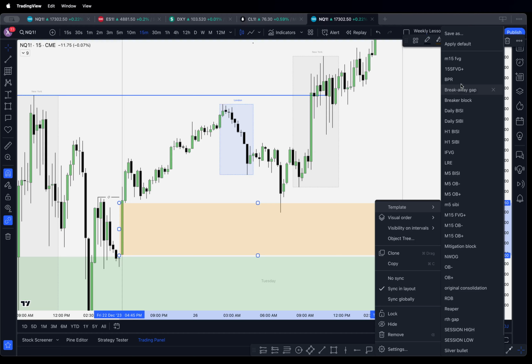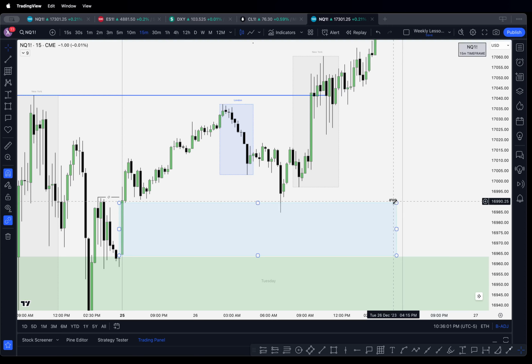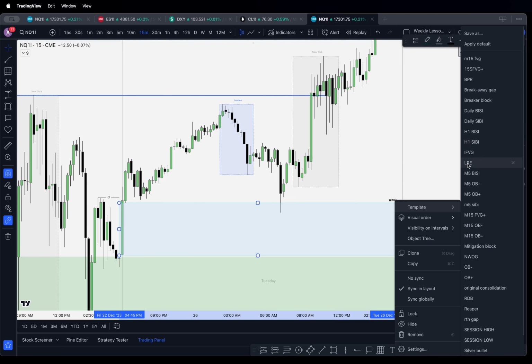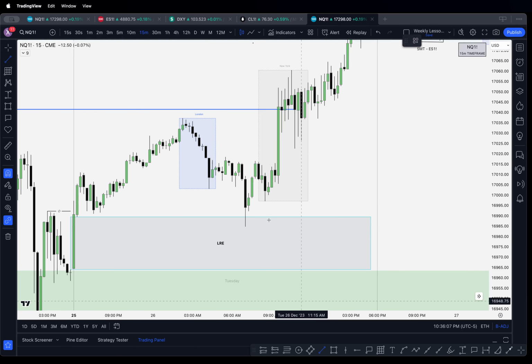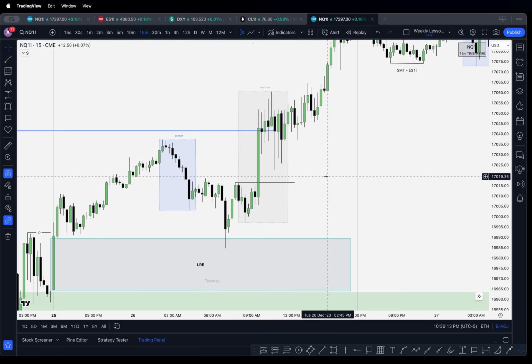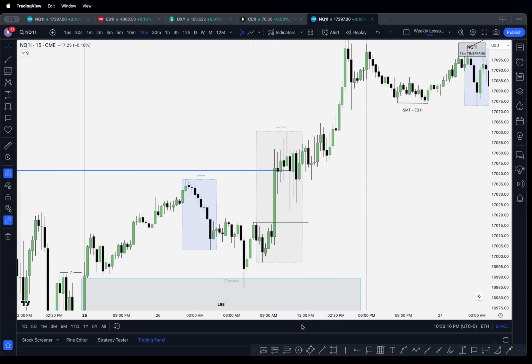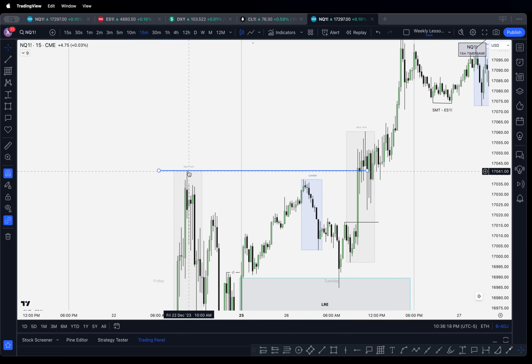That's the LRE. This happened. This gets tagged right before. Whoops, it's not an IFVG. It's an LRE. Happens right before the kill zone opens. Then we get our market structure shift right above this high. Where is it? Right here. And then you can trade this distribution higher.